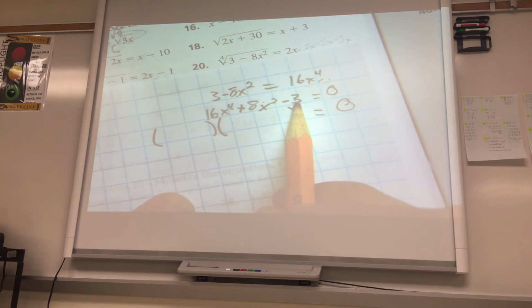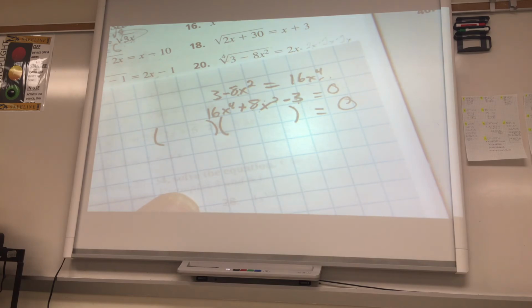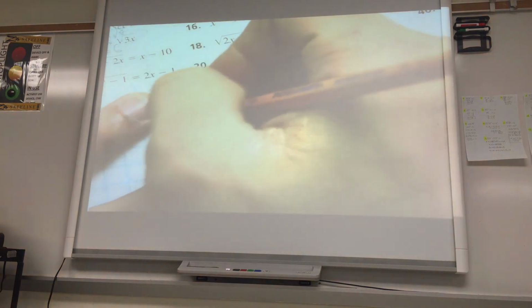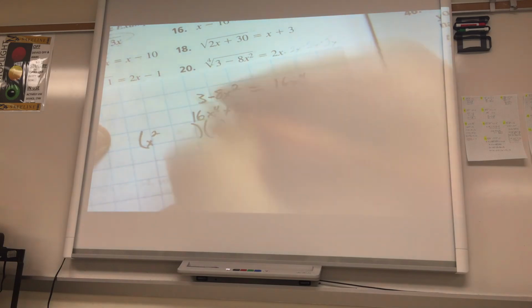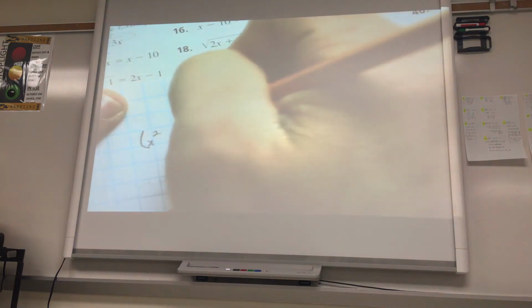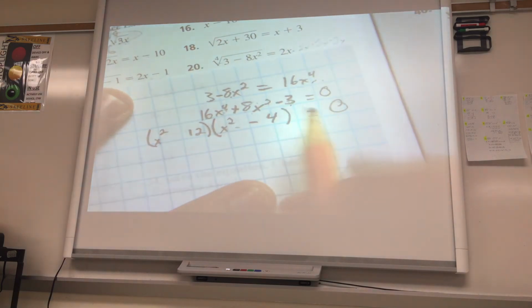16 times negative 3 is negative 48. Factors of negative 48 that add up to 8 is going to be, I feel like it's 12 and 4. Positive 12, negative 4. So positive 12. So remember, this is a fourth degree function, so it's x squared and x squared. X squared times x squared is fourth degree. So it's positive 12, negative 4.